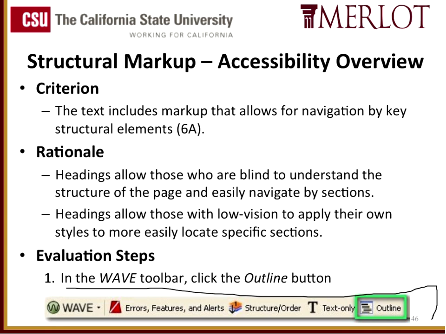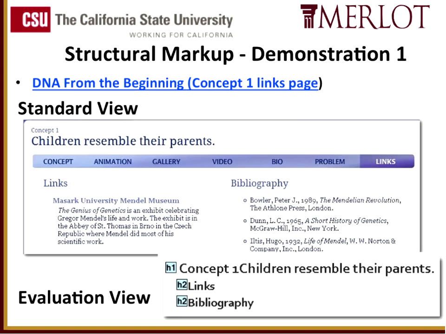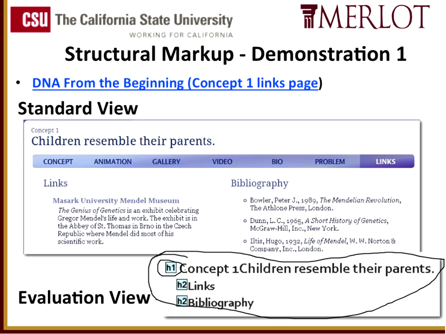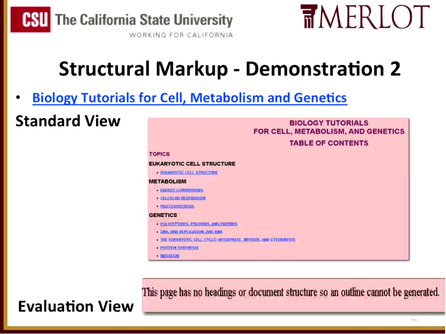Just a few more slides here, and I'll give you an example. At the bottom, you can see here in Firefox a WAVE toolbar, and there's a simple feature that reveals the headings in a resource. So here's an example within Merlot. You can find something called DNA from the Beginning, and when you run the outline tool, you can see there are headings in this website that will allow, for example, a student who has a visual impairment to navigate through the headings quickly to get the information that they want in a much more efficient way.